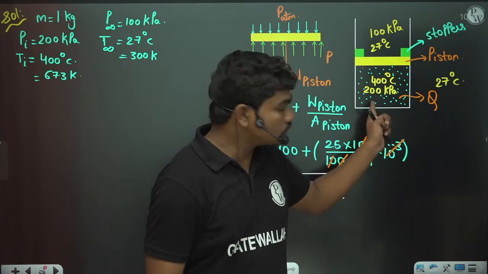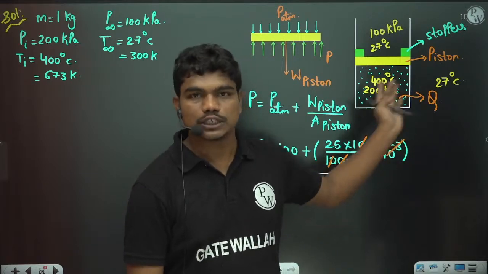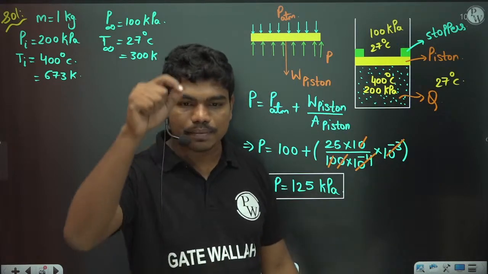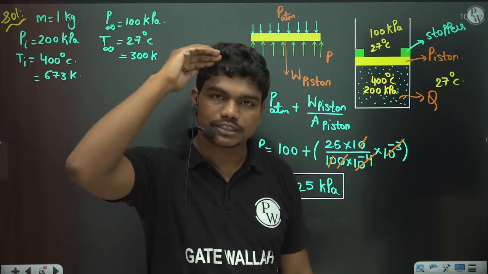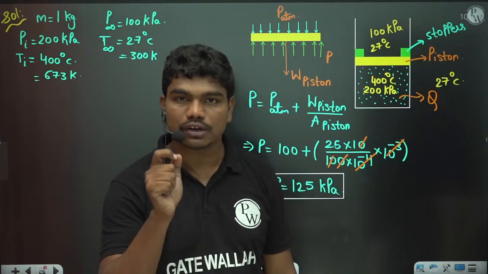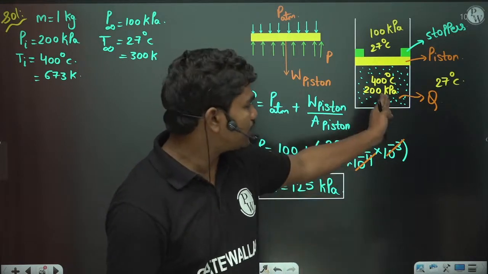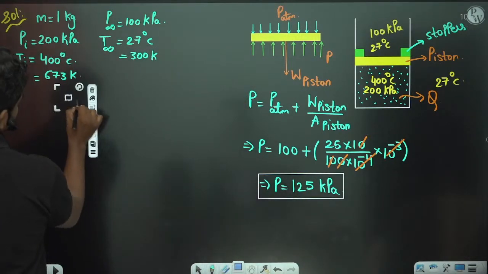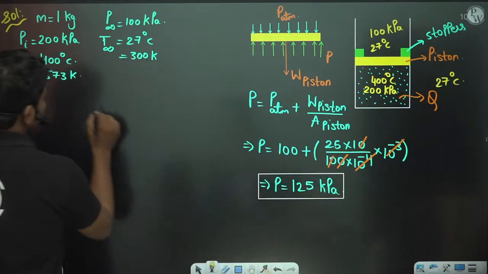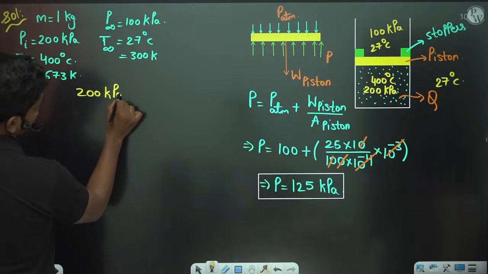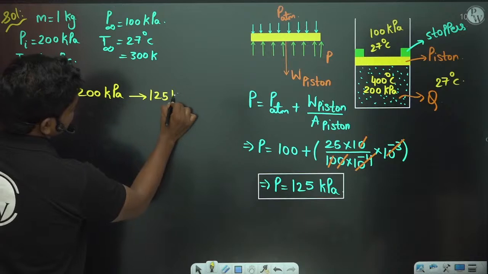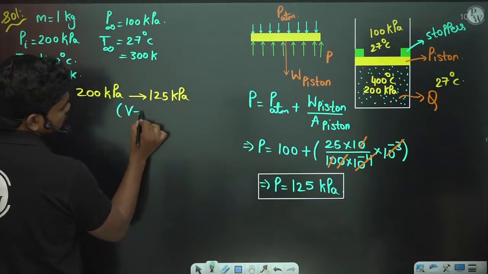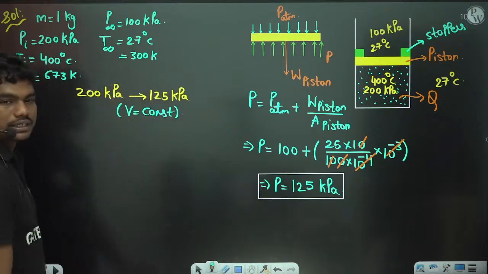So to lose the pressure from 200 kilopascals to 125 kilopascals, some heat has to flow out. Immediately after the heat starts flowing out, the piston will not come down. Until the pressure drops to 125 kilopascals from 200 kilopascals, the piston will remain at that position. Clear? This is one very important concept in this question. It's not always that immediately when heat starts flowing out, the piston starts coming down. So from 200 kilopascals to 125 kilopascals, until this pressure is reached, the heat rejection happens at constant volume, because the piston will not move in this case. So this is a constant volume process.